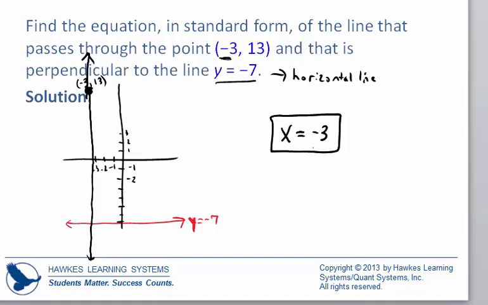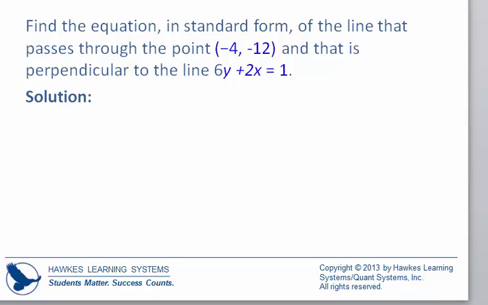So that's kind of a special case because we're dealing with a horizontal and a vertical line being perpendicular to one another. We're going to look at a similar example where that's not the case. So find the equation in standard form of the line that passes through the point (-4, -12), and that is perpendicular to the line 6y plus 2x is equal to 1. So let's start with our given line, 6y plus 2x is equal to 1.